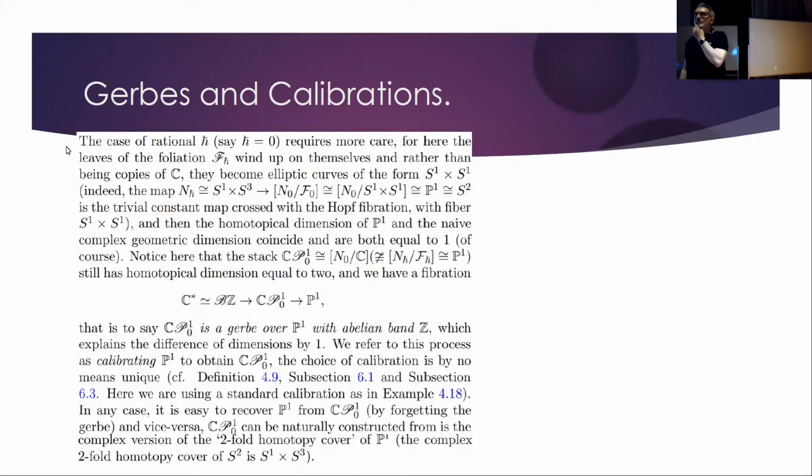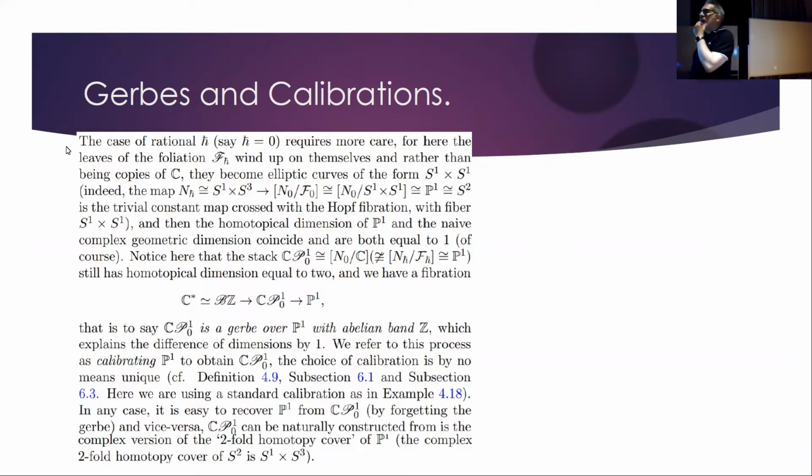I don't know if this kind of answers your question. So I add a gerbe to fix the moduli space, and in this case, a gerbe with an abelian band Z. And this explains this difference in dimension by 1. In any case, we refer to this process as calibrating P1 to obtain CP0.